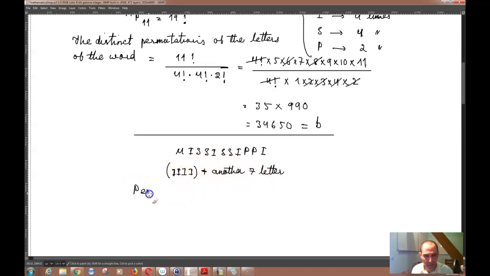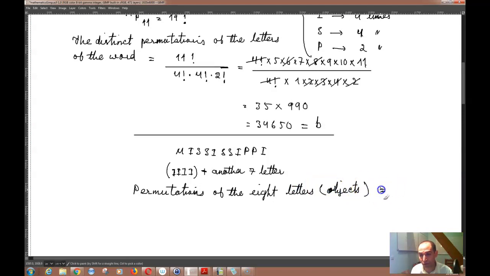the permutations of the 8 objects, or 8 letters, or basically objects, is basically 8 factorial, because you have 8 permutation 8, which is equal to 8 factorial over 8 minus 8, which is equal to 0 factorial is equal to 8 factorial. So this is equal to 8 factorial.